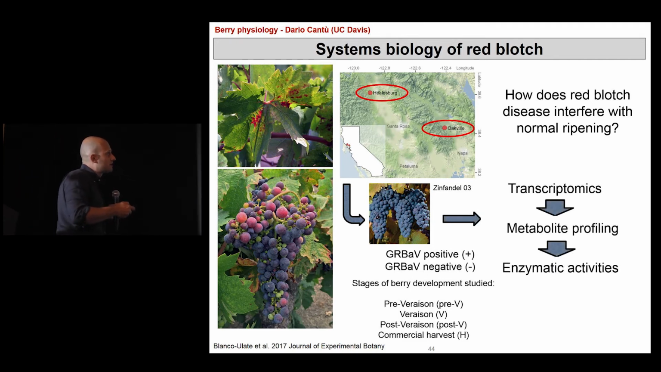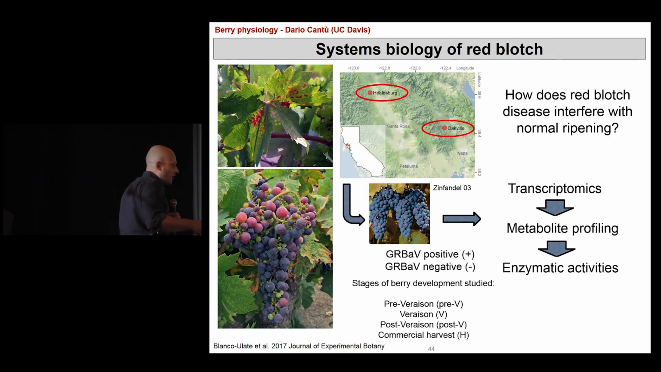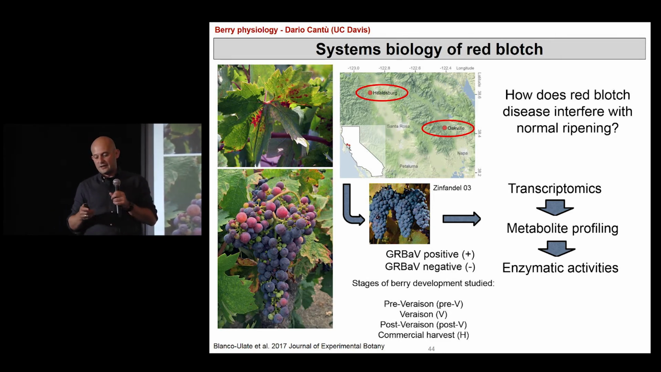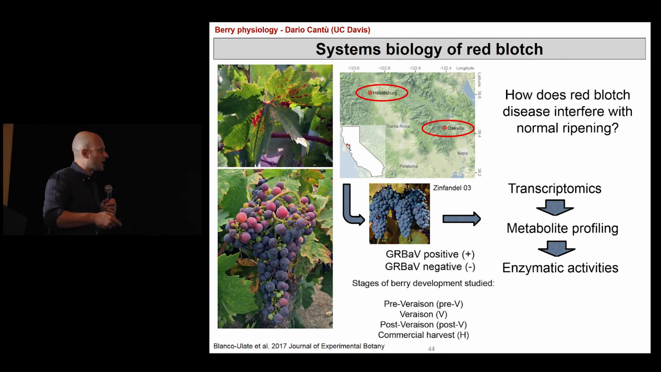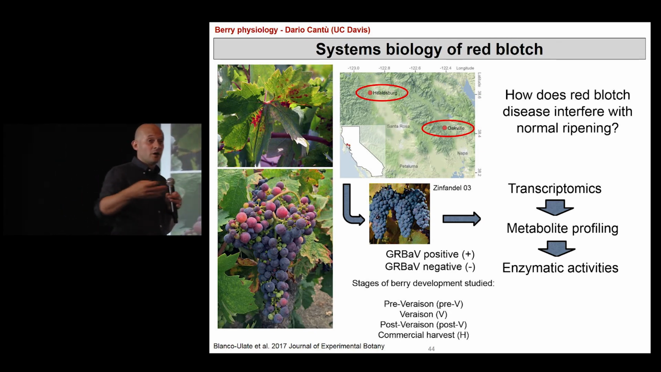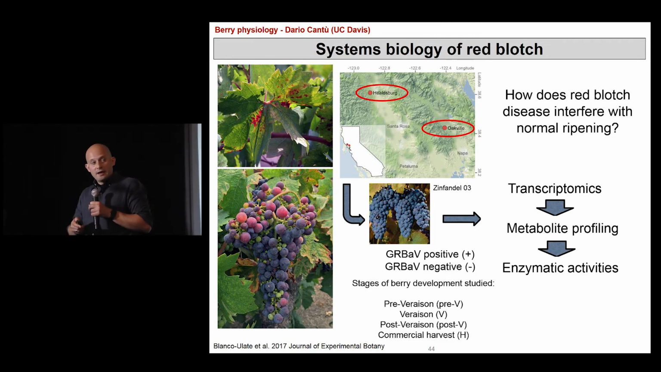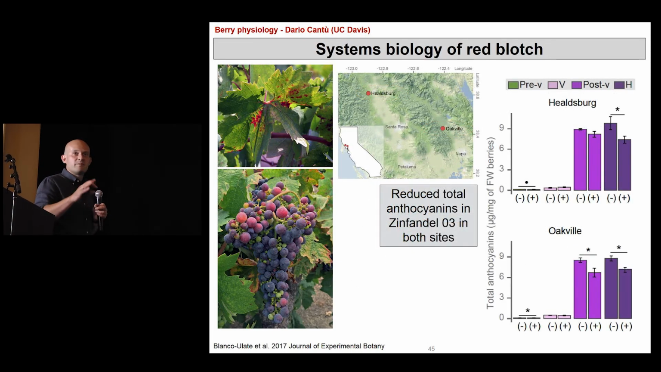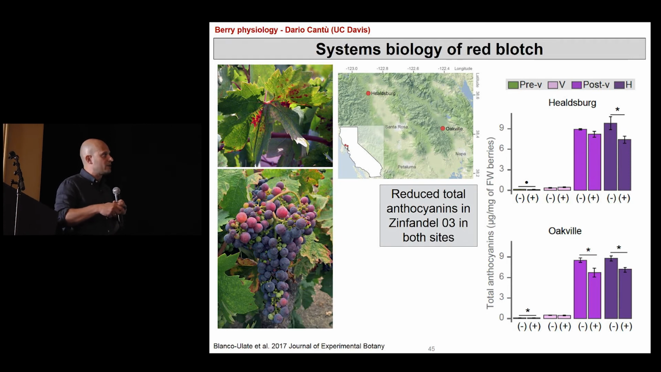And what we did, we collected berries at different ripening stages, pre-veraison, veraison, and post-veraison, from positive and negative vines for red blotch. And I don't want to go too much into the tools we use, but we did all the stuff I mentioned before. All those protocols that allow us to link metabolism with the chemistry of the berry. And so what we observe, actually bricks, we observe a change in bricks in Oakville, but not in Sonoma. This I'm showing here is anthocyanin. So in both sites we had a significant reduction in anthocyanin at harvest.